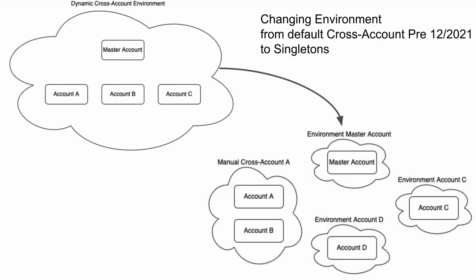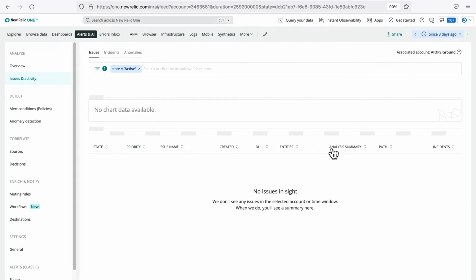And it will look something like this. We're moving from a general environment with all of the accounts to more specific groups. Let's see in the UI what we have right now. When I log into New Relic and I go into my alerts and AI issue and activity feed, I can see that I only have one environment. I cannot change it. And it took the name of my master account, though that's not a rule.